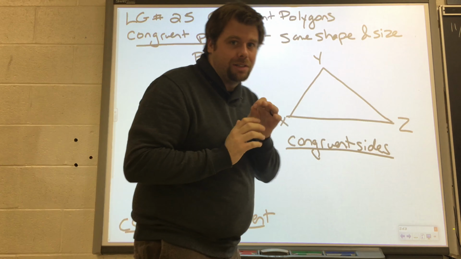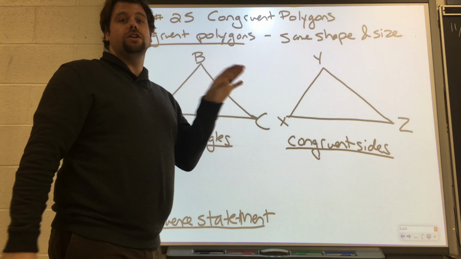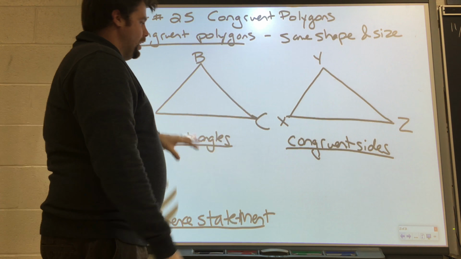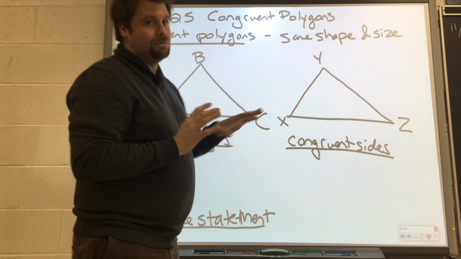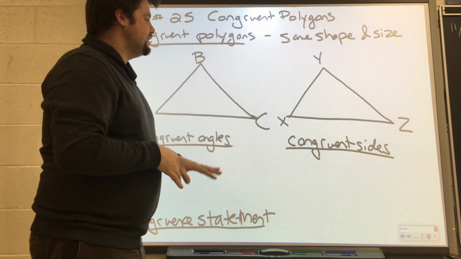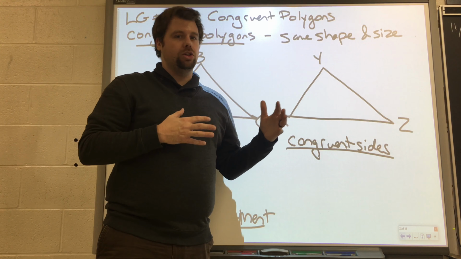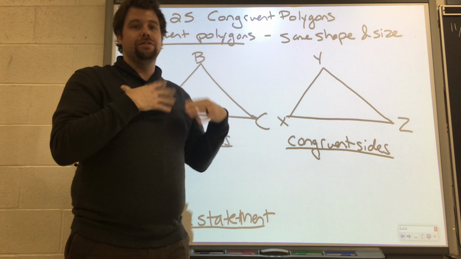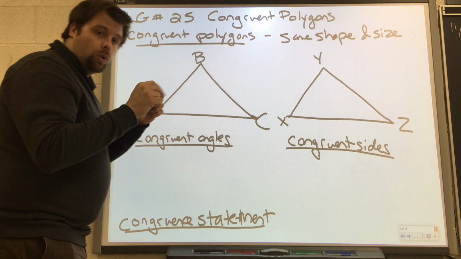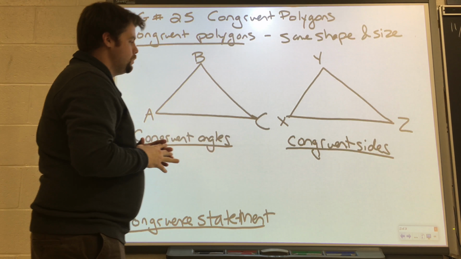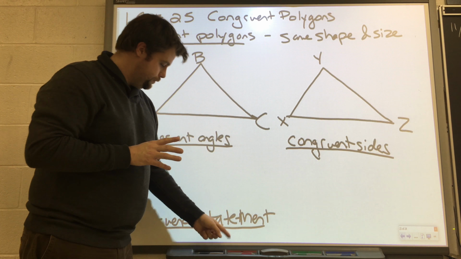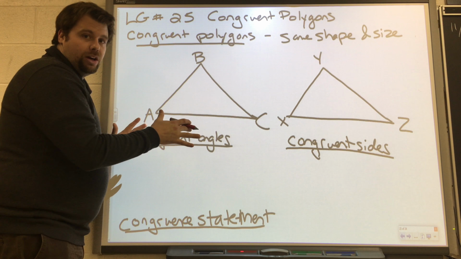of what congruency means. So if two polygons are congruent, it means they have the same shape and size. Like these two triangles have the same shape, but they also have to have the same size. And what that means is that every single angle has to be congruent to a matching angle, and every single side has to have a matching side it's congruent to, or all of their corresponding parts, but we'll talk about that later. So to fully understand that these two triangles are congruent, we have to have congruent angles.